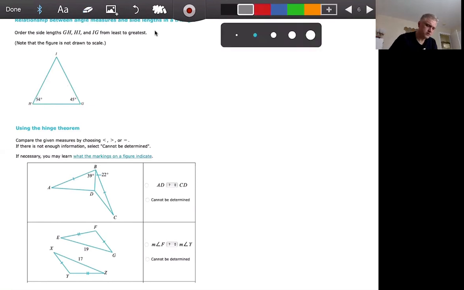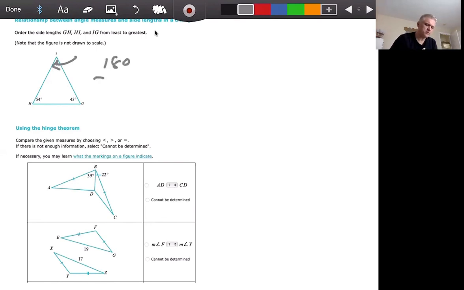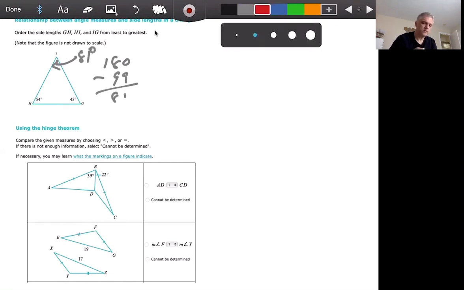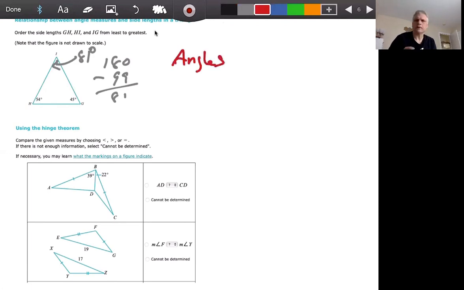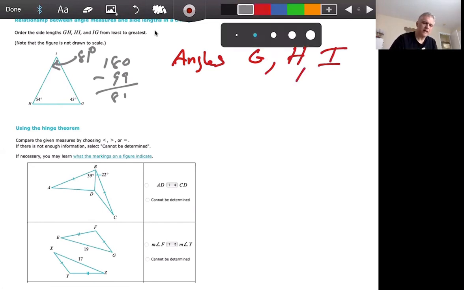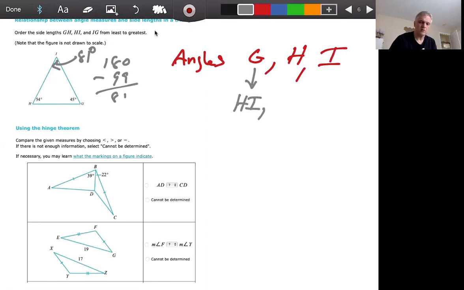Okay. So right now we know two angles. Let's find the third. Let's find angle I. Angle I is going to be 180 subtract 54 plus 45, which is 99. So it's 81 degrees. Let's do angles from least to greatest. The angles from lowest to highest are angle G, then angle H, and angle I, in order. That means that opposite of angle G is going to be the smallest side, because G was the smallest angle. So HI will be the first side that I list. H is the middle angle. H is opposite segment GI, or IG.